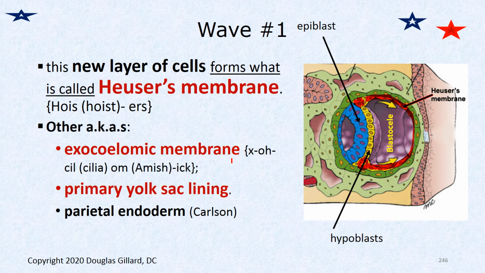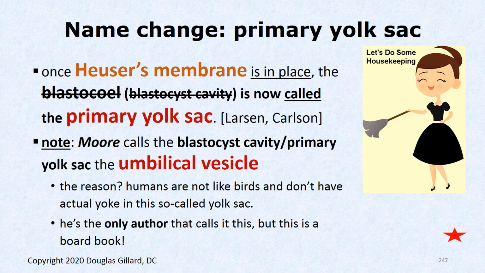Some AKAs, unfortunately. Exocoelomic membrane. Exo, like cilia. Coelom, like Amish. Exocoelomic membrane is an AKA. Primary yolk sac lining. Carlson kind of calls it a strange one. No one else does. Parietal endoderm, which I don't really like that one, so I won't use parietal endoderm. And board books don't use that one. But yeah, so that's Heuser's membrane.